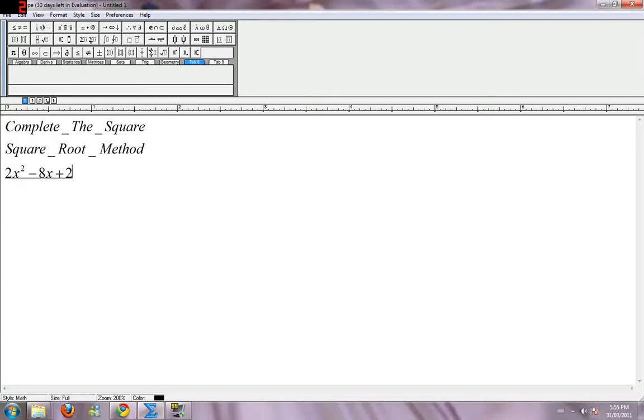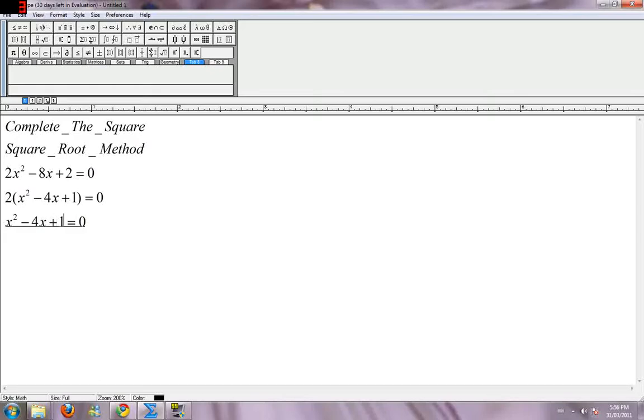And I'm going to use this example first before I show you the theory behind it, because the theory is a little bit more complicated. So we're going to say that this is equal to 0, and we're going to factor out our a like we usually do. So we get 2 times x squared minus 4x plus 1 equals 0. Like we did before, we're going to divide both sides by 2, and 0 divided by 2 is still 0. So we're left with x squared minus 4x plus 1 is equal to 0.